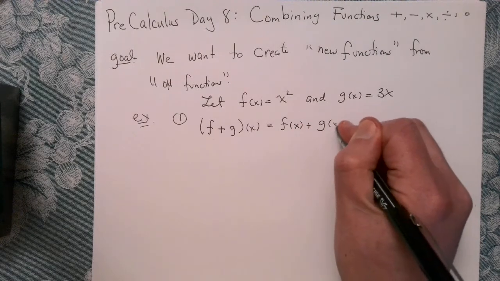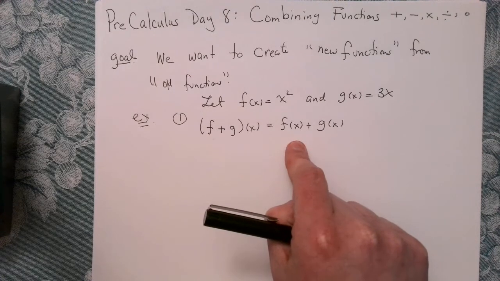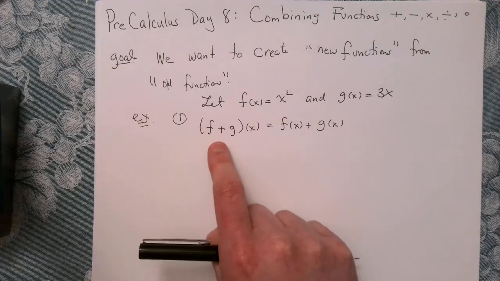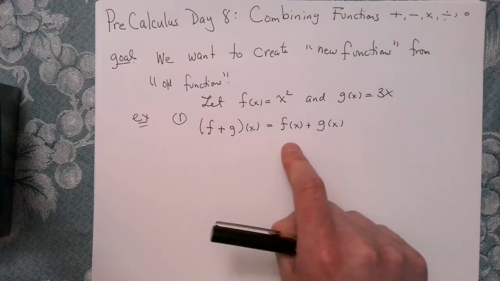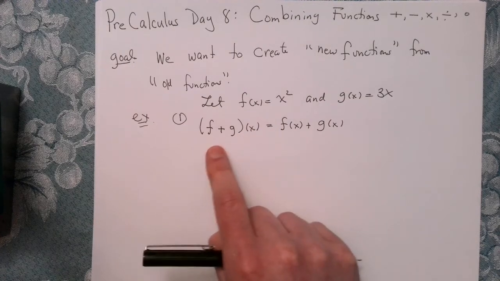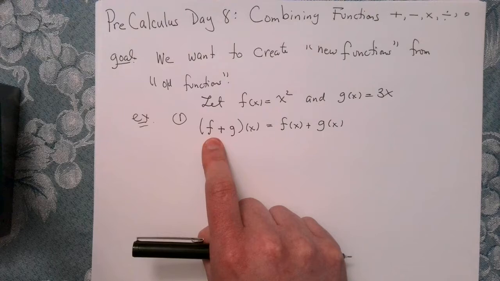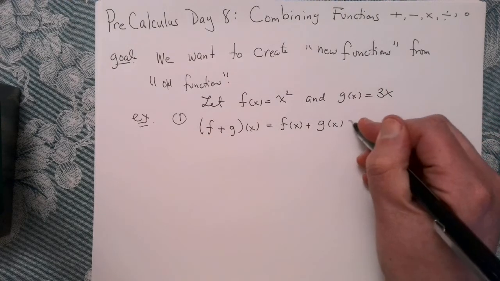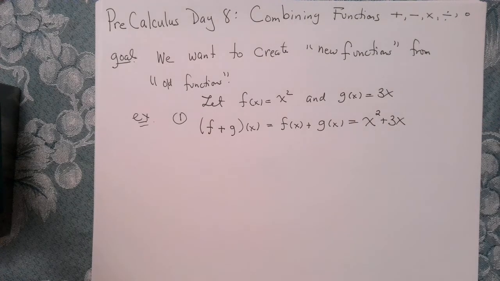I want you to be careful here because I know this might look like the distributive property. It's not. It's subtly saying if I want to compute this sum of functions, I do it in exactly this way. So there's no distributive property here, so be careful. To compute this sum of functions, you just add these individually. So that'd be exactly what you want it to be, x squared plus 3x.